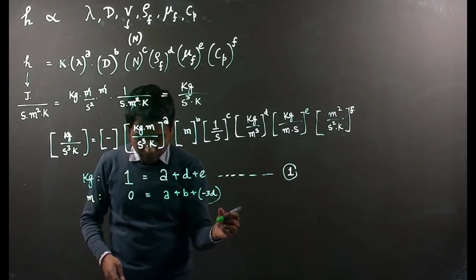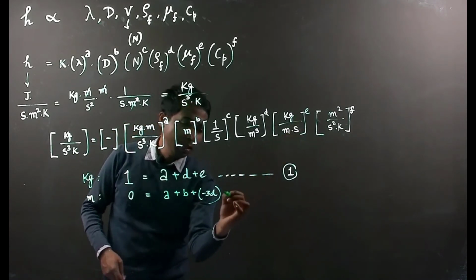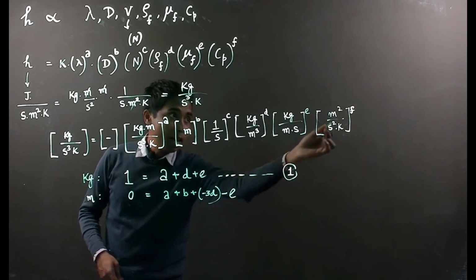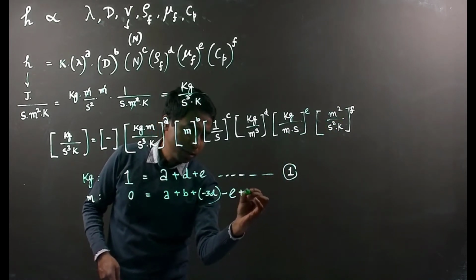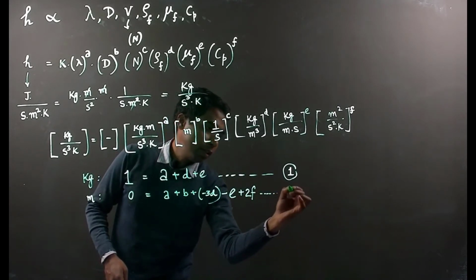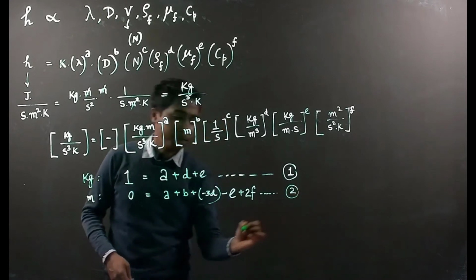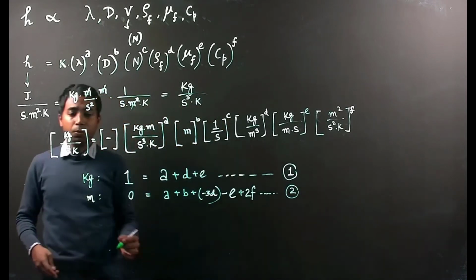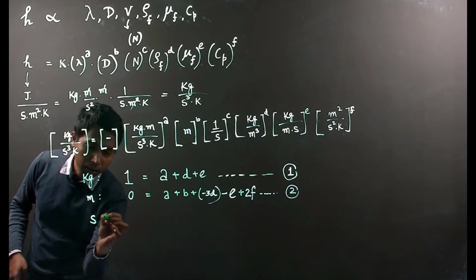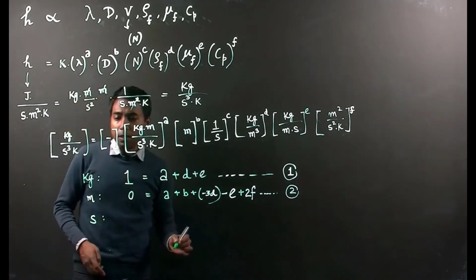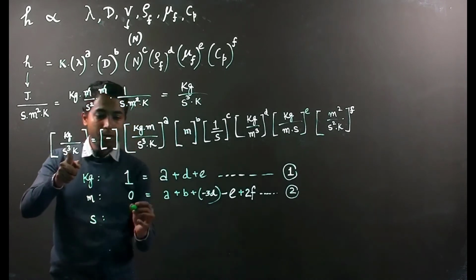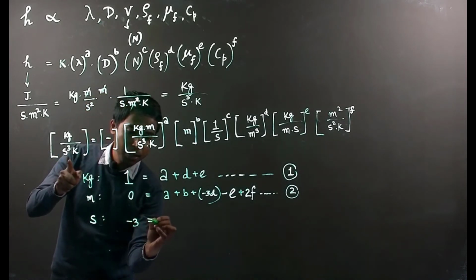And finally, you also have 1 from E, minus E because it's on the denominator, and also here plus 2F in the specific heat. Let's call this equation number 2. After meter, we are going to go to the unit of time, seconds. On the left hand side, I have minus 3 here, minus 3.